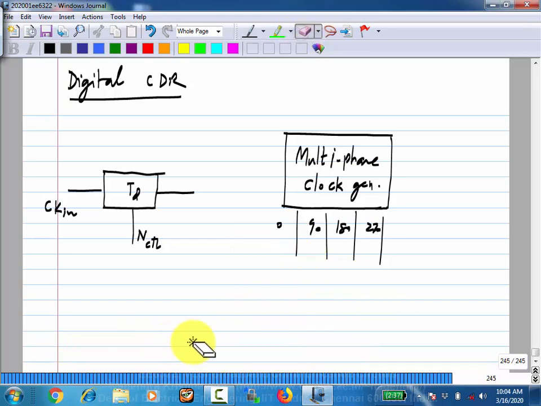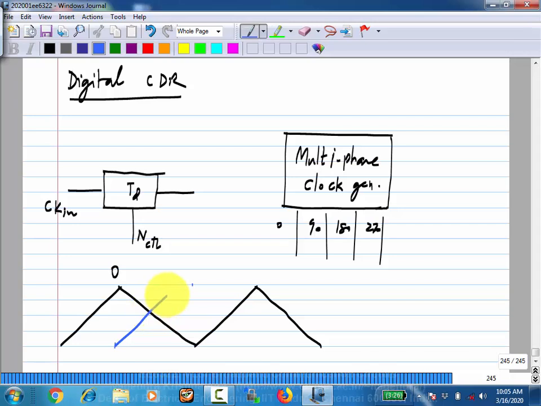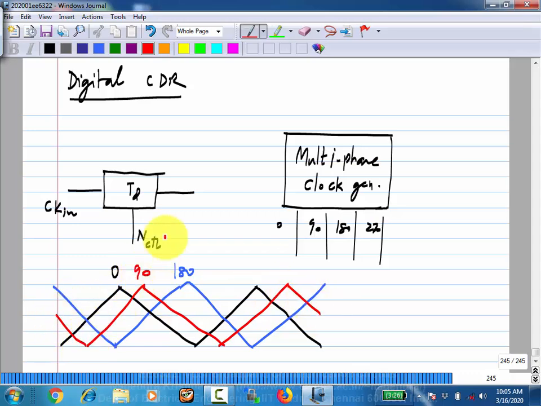the waveforms will be like this. Let me show them. Let me show triangular waveforms. I mean, it doesn't have to be like this, but so this will be 0, then you will have 90, oh sorry, this is 180, and then 90, and then 270. Okay, so let's say we did have triangular waveforms like this.